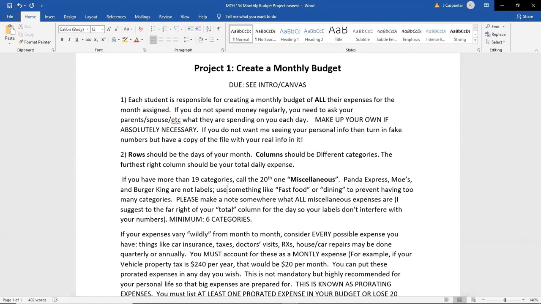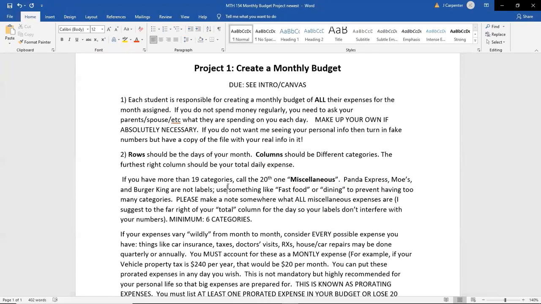So if you have more than 19 categories, because some of us have lots of various expenses, and especially if you decide to have a category for fast food, a category for dining out, a category for grocery bills, another person might just have one category and call the whole thing food and lump all three of those together. Some of you might just have a category for groceries and then another category for all other eating.